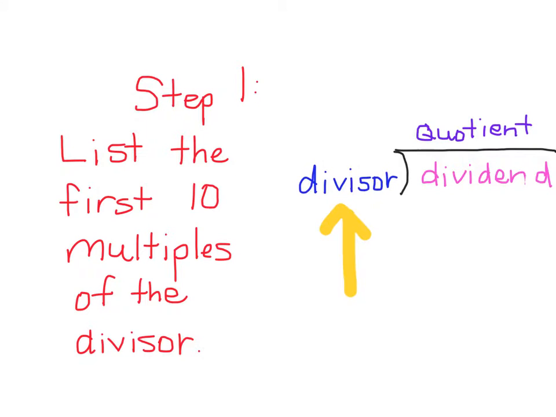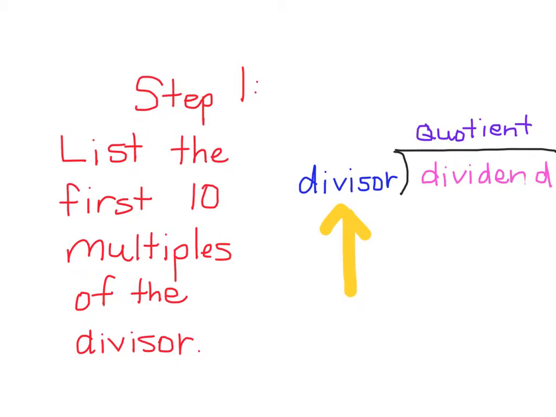Let's start by reviewing some terminology here. We have the dividend, which is the big number that we're dividing. It's inside the house. We have the divisor, which is the smaller number we're dividing by that's knocking at the door. And then we have the quotient, which is our answer that's up on the rooftop.